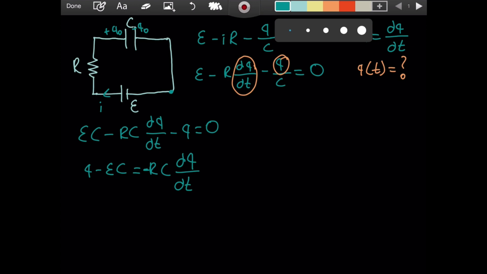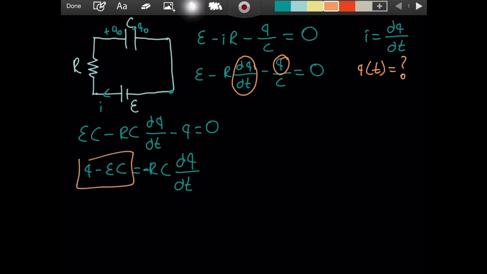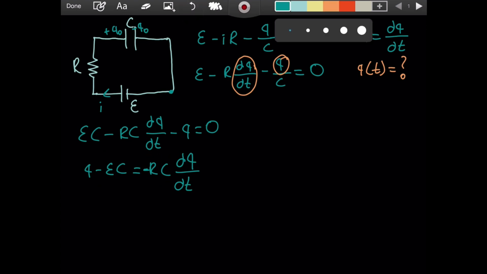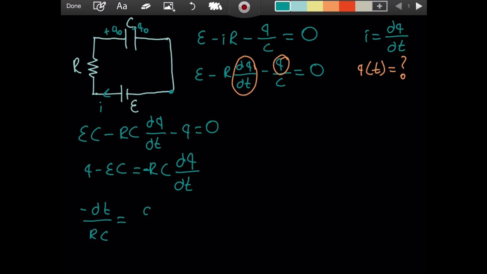And so now I will multiply both sides by dt, and I will divide both sides by Q minus epsilon C and also by RC. If I do that, you will see that we get, and also I will toss the negative sign to the other side, so I will divide by negative RC, let's say. We will have negative dt over RC equaling dq over q minus epsilon C. Alright?